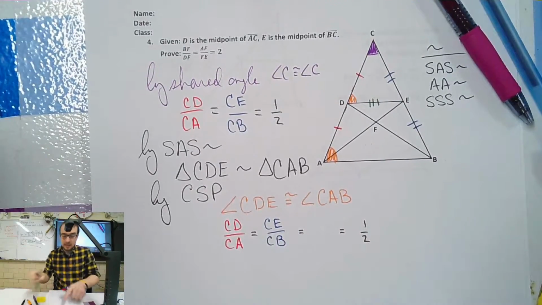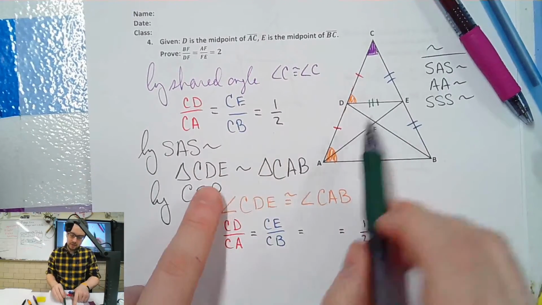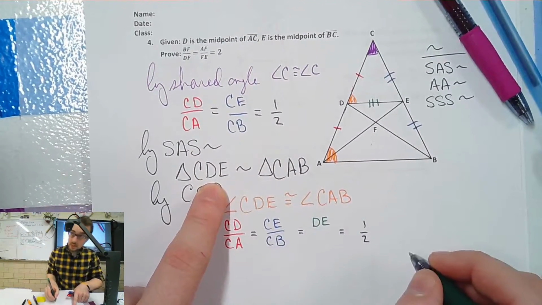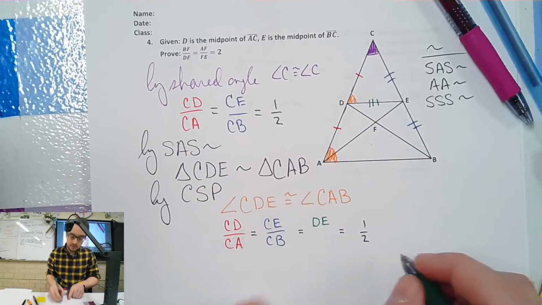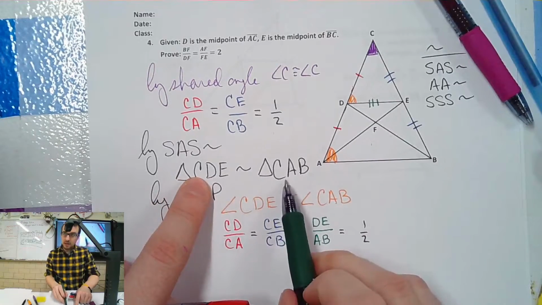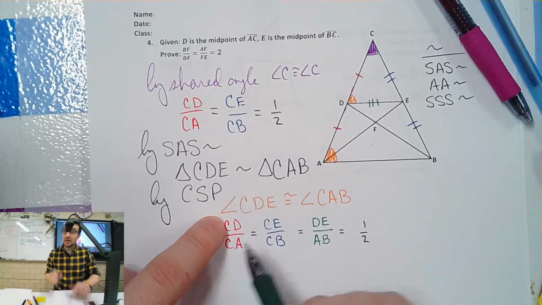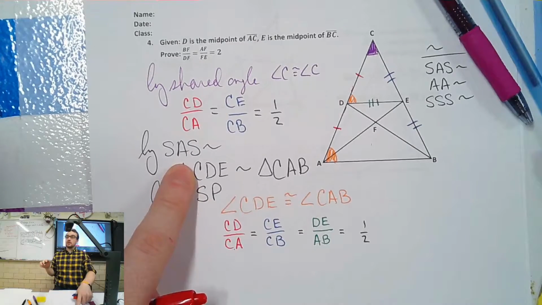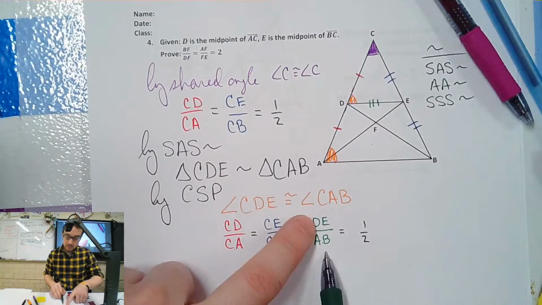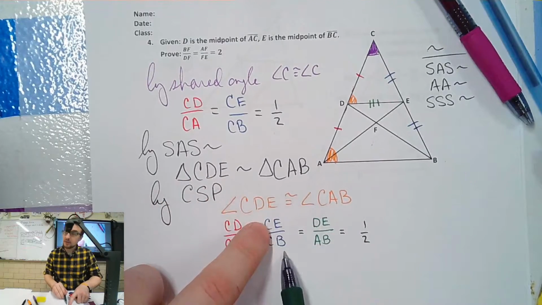The same way DE, right? How do I know that? DE is first or second and third, right? Should relate to AB. CD and CA go together, right? Not congruent, because they're not congruent, they're similar, right? CD and CA go together. DE and AB go together. And CE and CB go together.